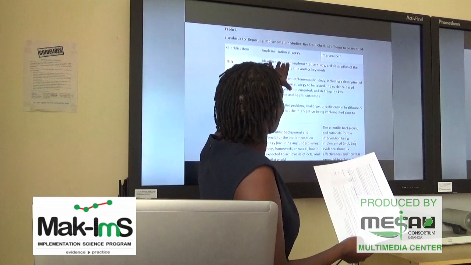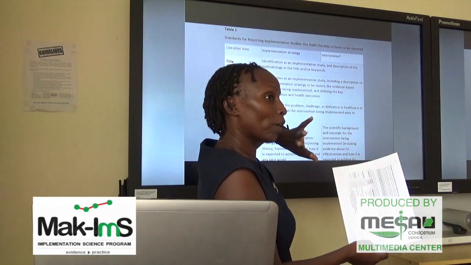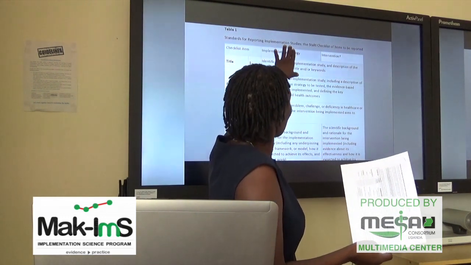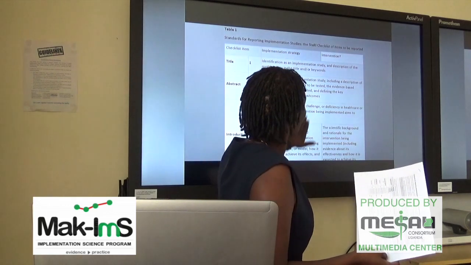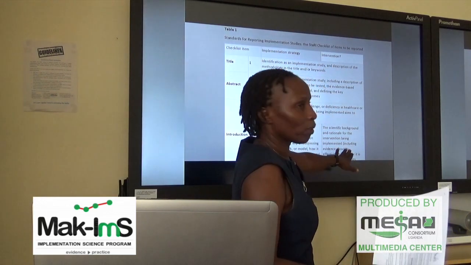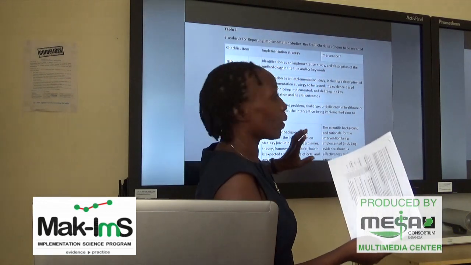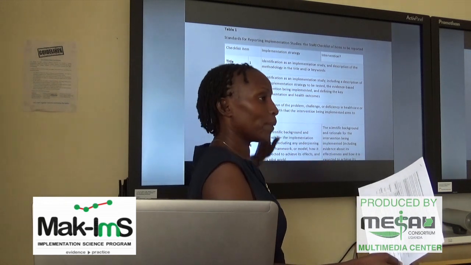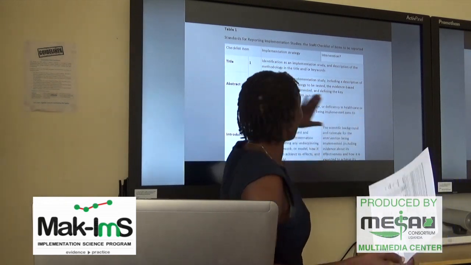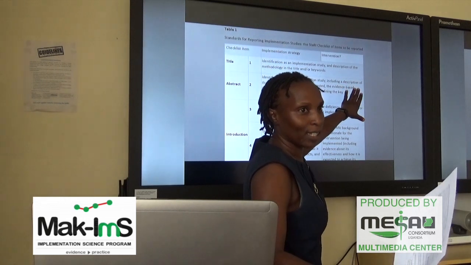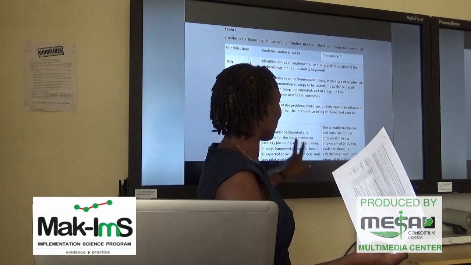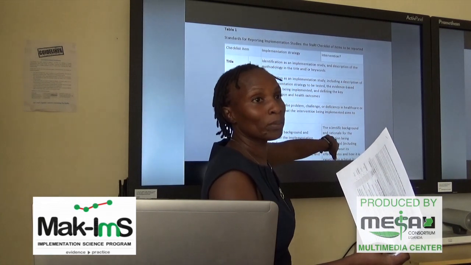As we go through this, you will notice the double strand is the implementation strategy and the intervention. In some places where it cannot be divided into implementation strategy and intervention, it will just be like that. In places where you have to think about the two, then you'll see the two columns. And that's how it is.